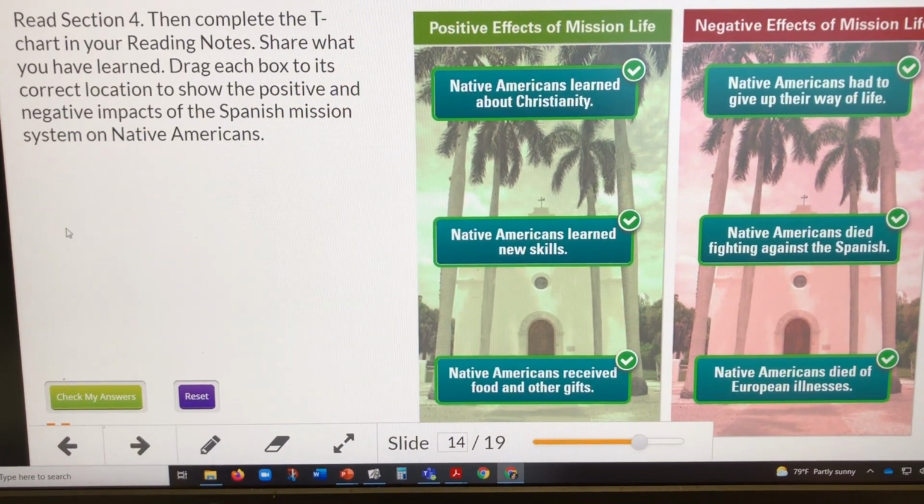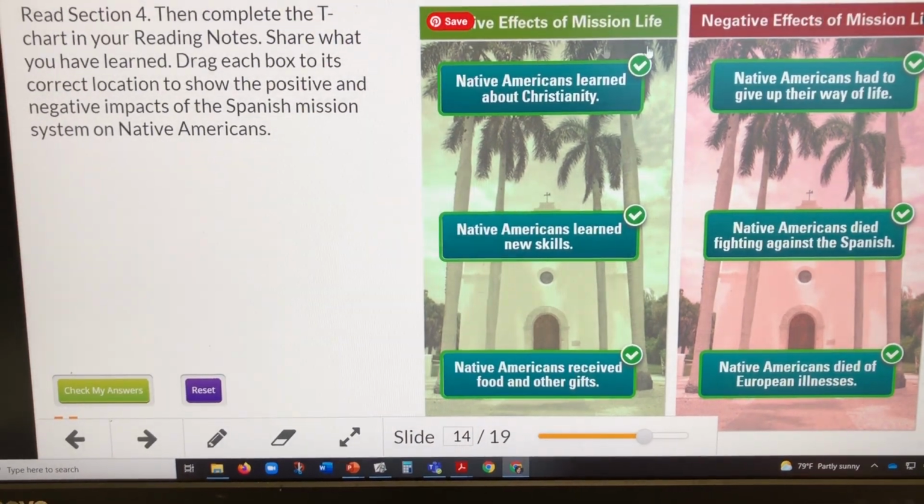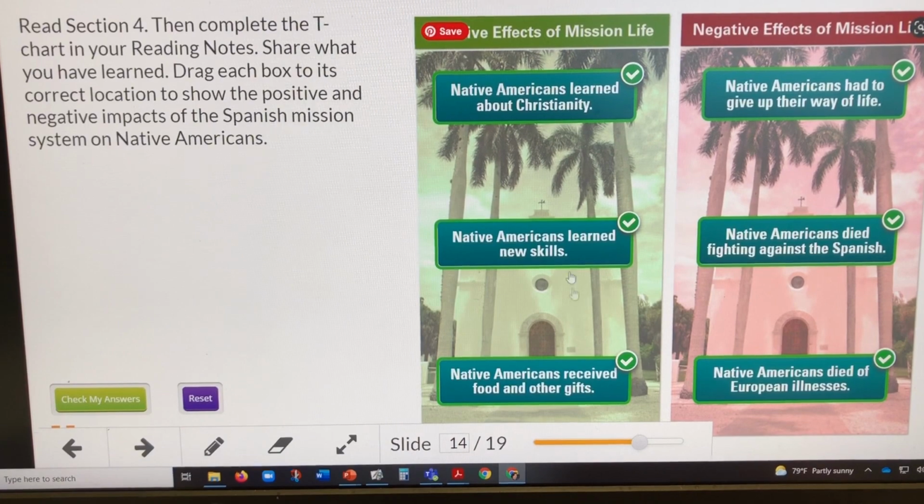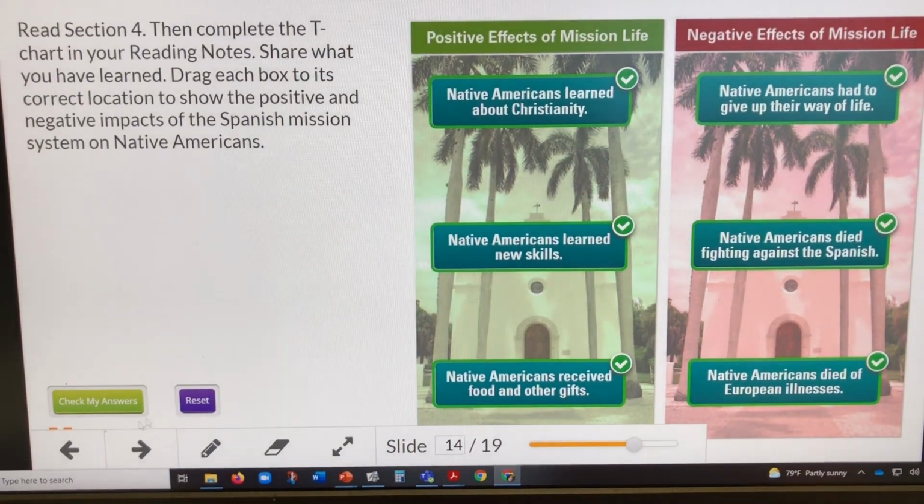So these were over here and students had to drag them on the T-chart to the corresponding section where they belonged. And again, they checked their answers to make sure they were correct before they moved on.